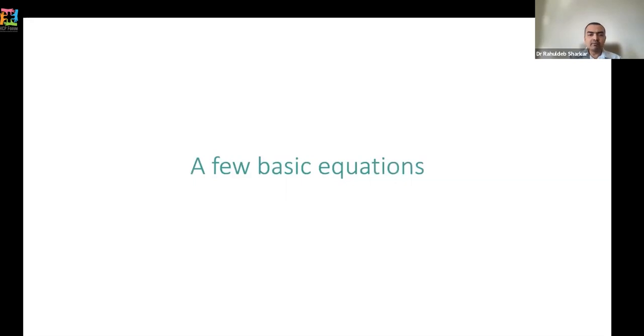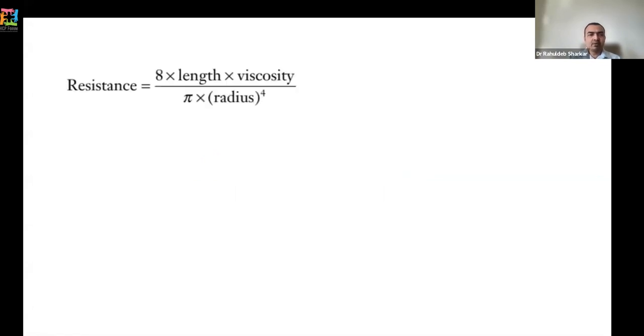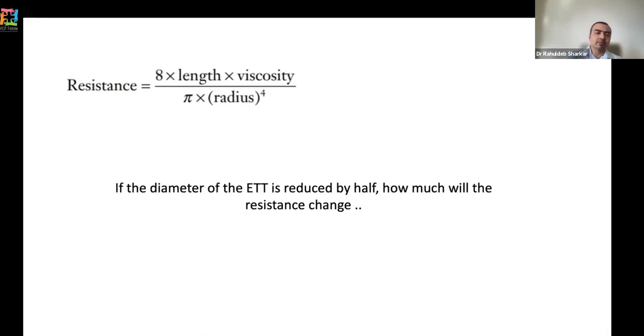And once we have gone through those points, I just wanted to highlight some of the basic equations that do come in the exam, which is resistance. We all know that no one is going to ask us to calculate the resistance, but there is usually a quite easy question that it might ask, for example, if the diameter of the ETT is reduced by half, how much will the resistance change? So it's inversely proportional to the fourth power of the radius, and you just have to calculate that. It's 2 times 2 times 2 times 2. It will increase by that.